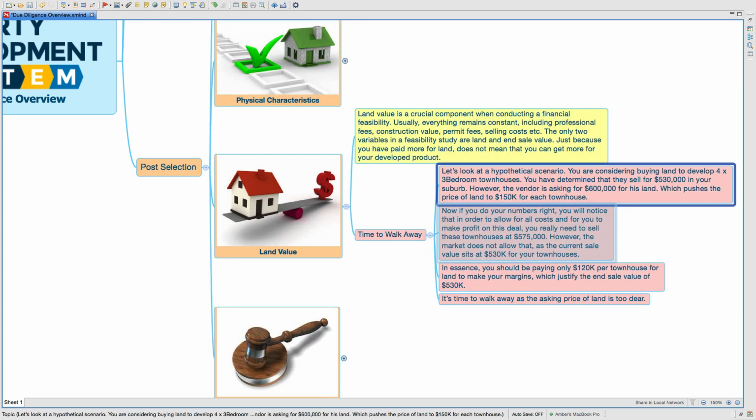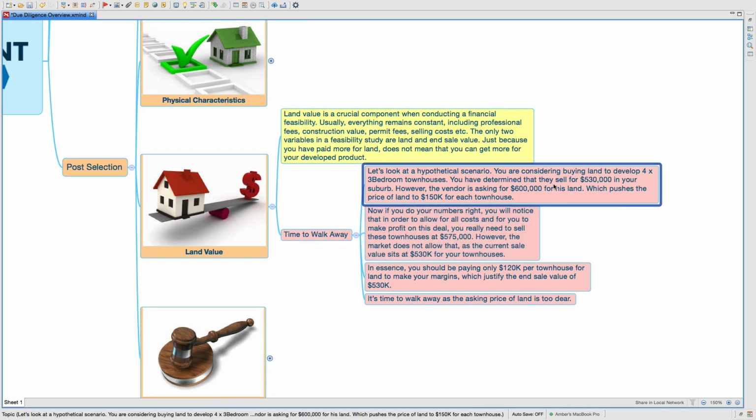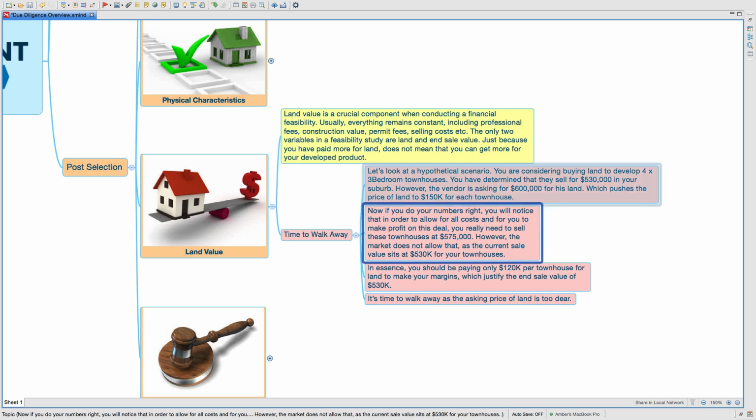So let me give you an example in this scenario. Let's say you are considering buying land to develop 4 three-bedroom townhouses. You have determined that they sell for $530,000 in your area. However, the vendor is asking for $600,000 for his land, which pushes the price of land to $150,000 for each townhouse. Now, if you do your numbers right, you will notice that in order to allow for all costs and for you to make a profit on this deal, you really need to sell these townhouses at $575,000. However, the market does not allow that, as the current value sits at around $530,000 for your townhouses.